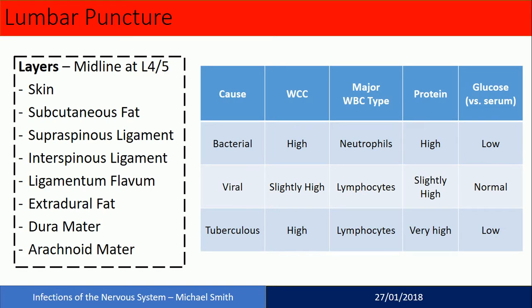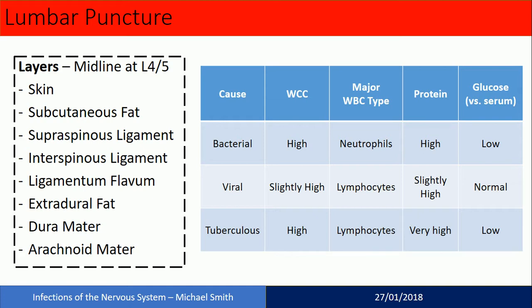When you perform a lumbar puncture, it's normally performed in the midline between levels L3 to L4, L4 to L5, and sometimes L5 to S1. This is to ensure that you're below the level of the spinal cord termination at L1, L2, and in young children this terminates lower at L3.